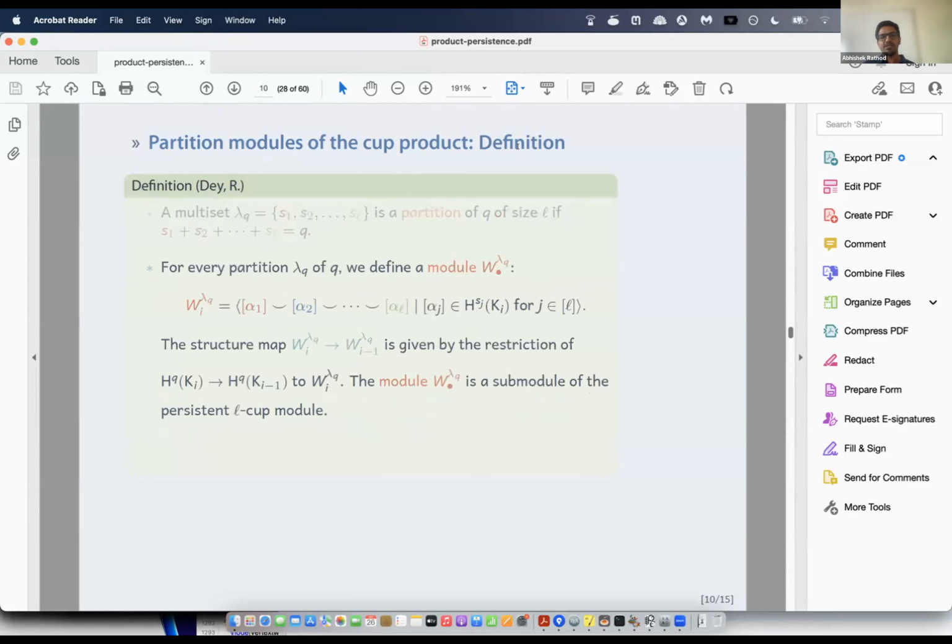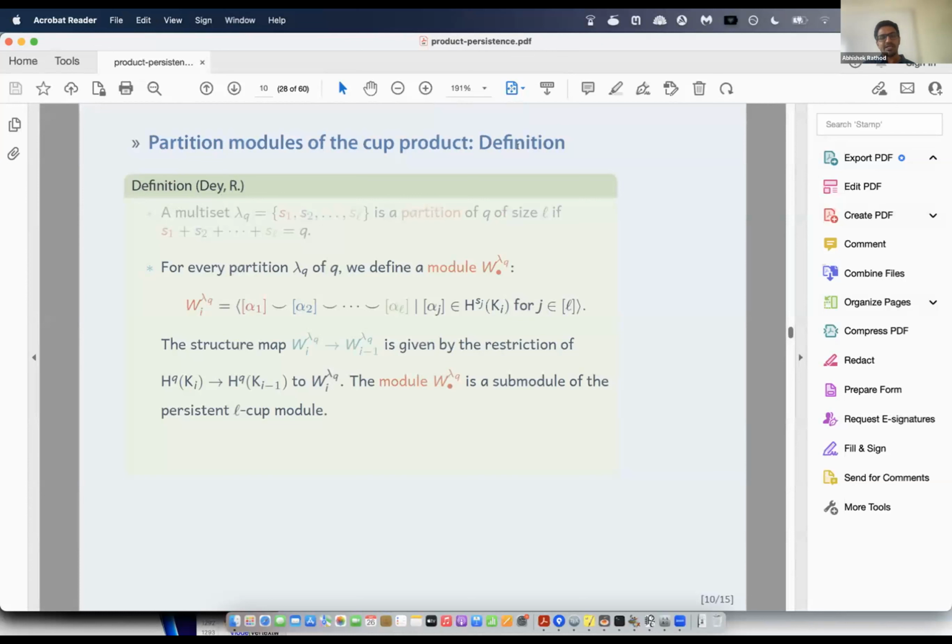Now we can define the partition invariants. We can define a partition invariant lambda q for every partition lambda q of every integer q, and we denote this module by W lambda q bullet. So what are the vector spaces and what are the structure maps for this module? The ith index vector space for this module is given by the span of L-fold products of cohomology classes alpha 1 to alpha L, where alpha 1 is of degree S1, alpha 2 is of degree S2, alpha L is of degree SL, and so on.